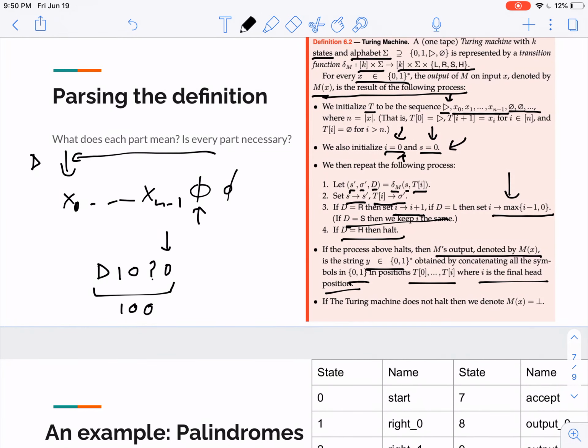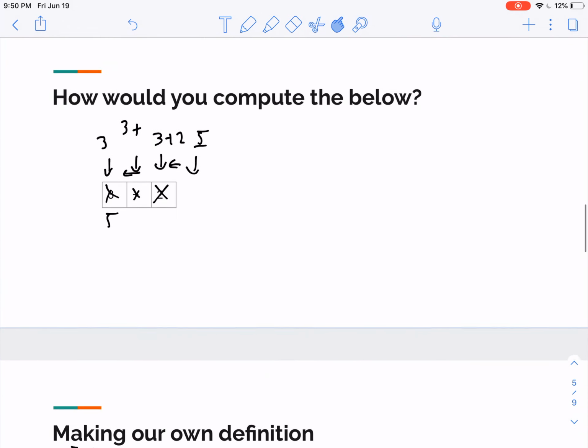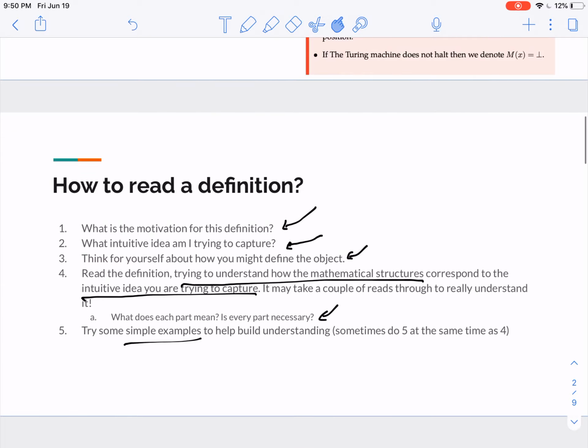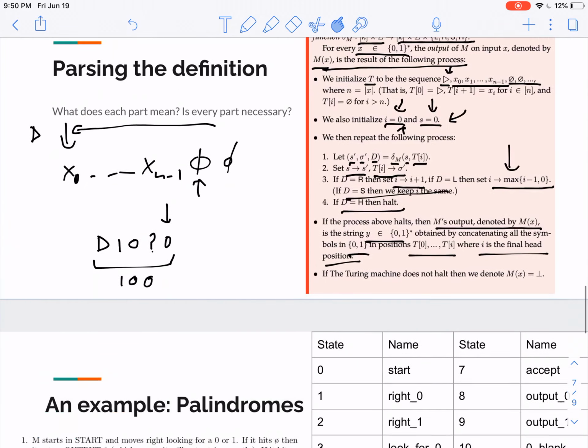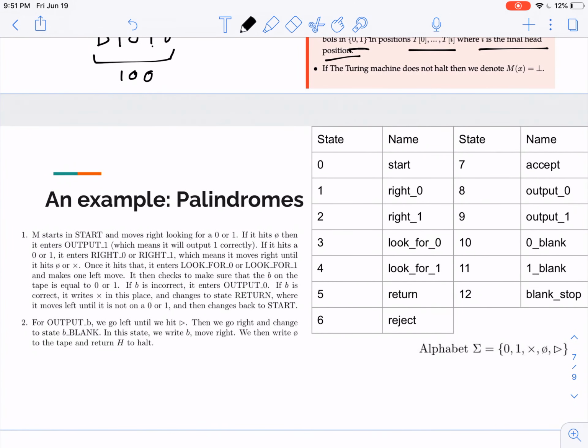So now we want to do the last step. And if we go back to our how to read a definition, the last step is to try an example, and that will help us build some understanding. So we're going to do that step. And the example we're going to do is a palindrome. So we're going to write a Turing machine that on input binary string will return 1 if and only if it's a palindrome. In other words, if you have something like 1001, it'll return 1. If you had something like 1101, then it would return 0.